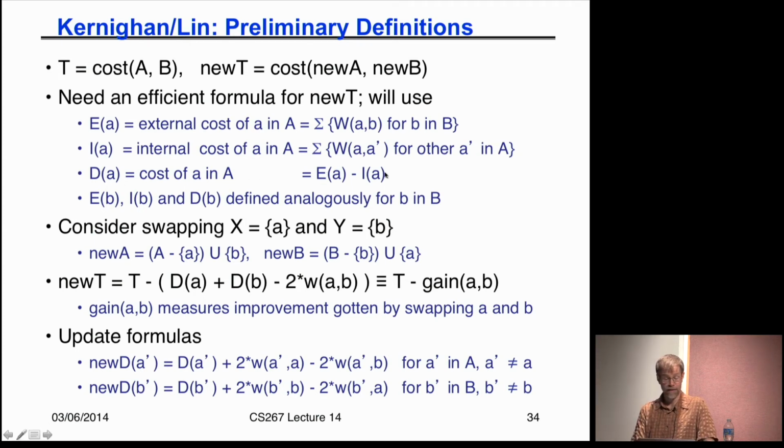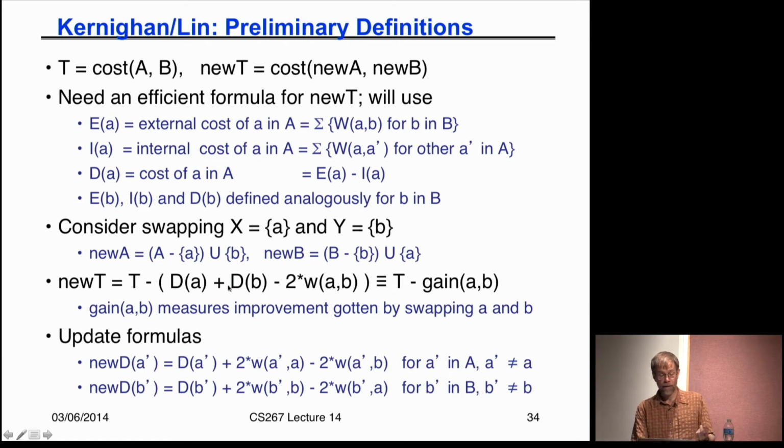And I'll do this analogously; I can imagine computing all these for every little b inside of capital B. So the question is, suppose I now want to swap just two vertices, little a in capital A and little b in capital B. Let me swap those. There's the algebra for the swapping. How much does the cost change?